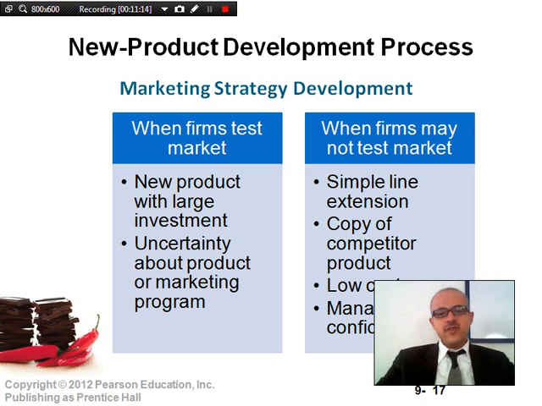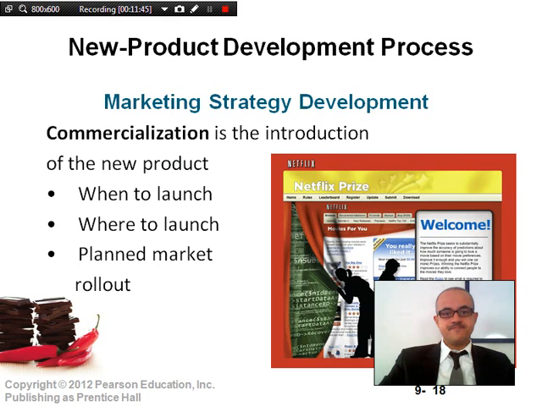But when the firm may not test the market, if it's a simple line extension, let's say you just add one more type of flavor, right? Maybe you copy a competitor product so you kind of know what's going on. If it's low cost, it's not going to cost you much, so there's no need for a test. And if the management is confident about this new product. Otherwise you really want to test it before you launch it, right? See what feedback you get.